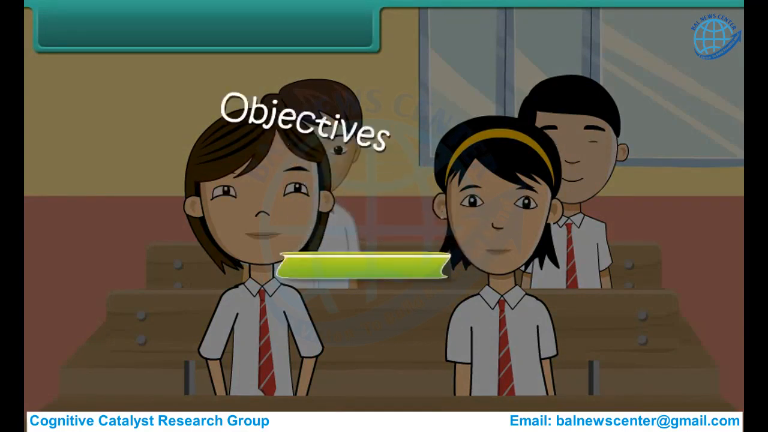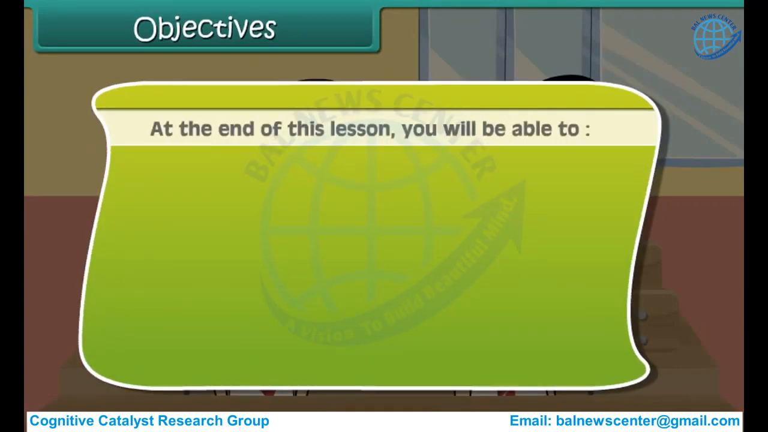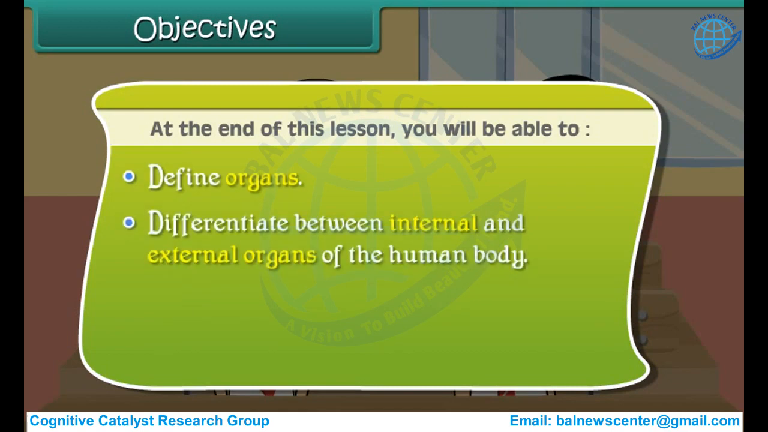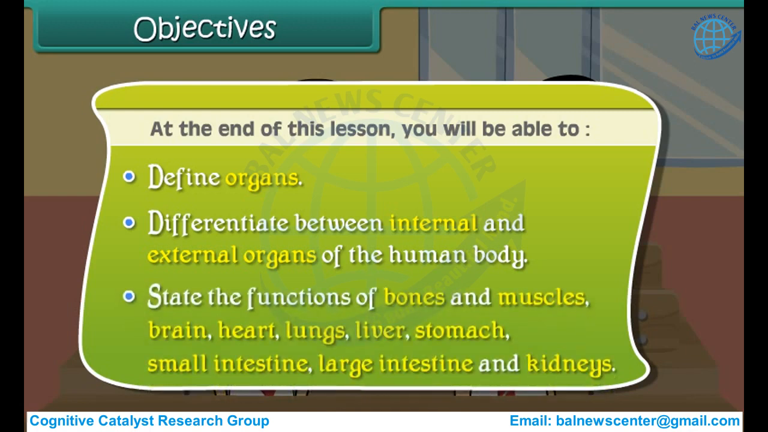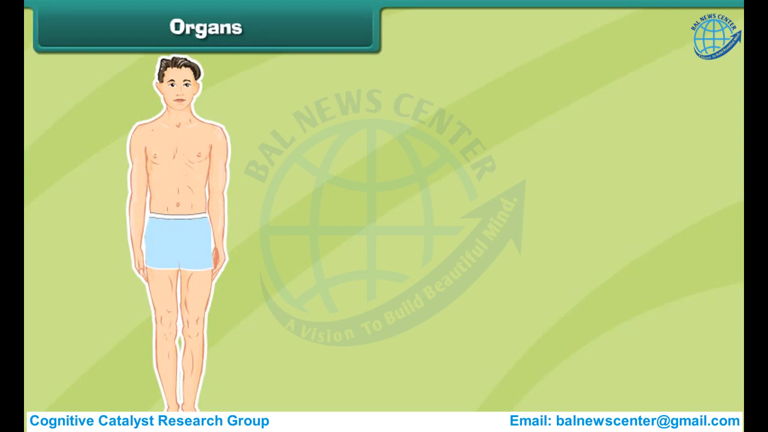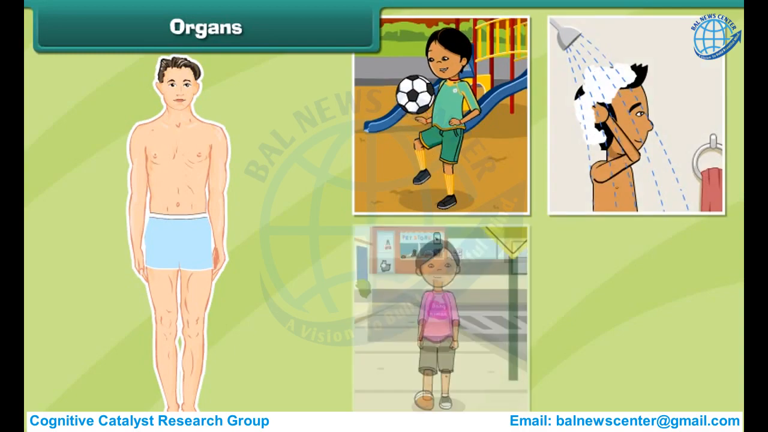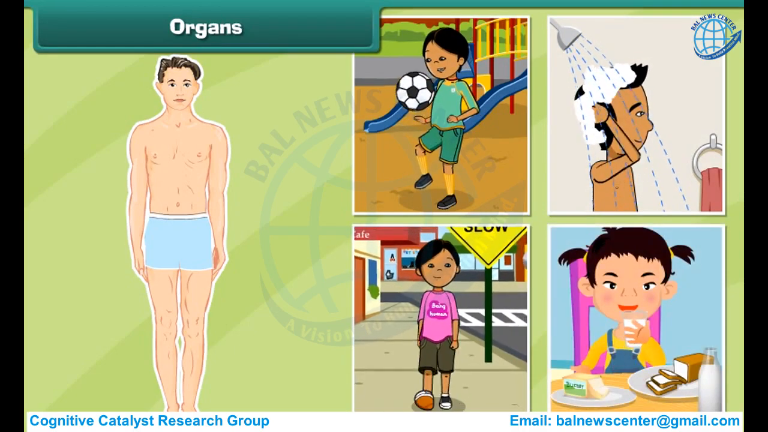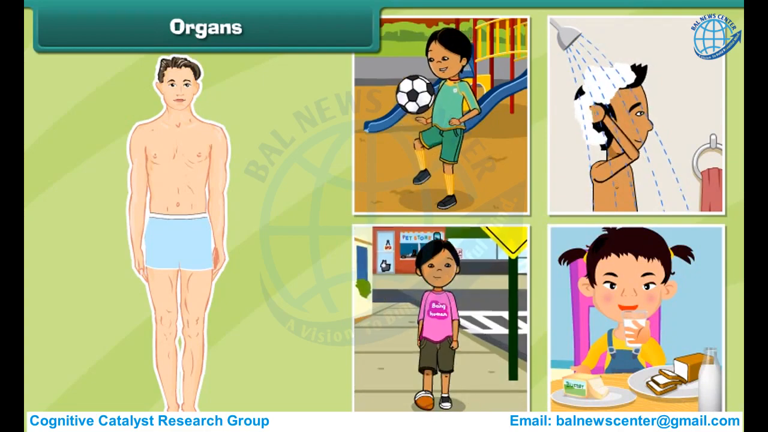Objectives. At the end of this lesson, you'll be able to define organs, differentiate between internal and external organs of the human body, state the functions of bones and muscles, brain, heart, lungs, liver, stomach, small intestine, large intestine, and kidneys. Organs. The parts of the human body that help the body perform functions like playing, bathing, walking, eating, digesting, breathing, etc. are called organs.